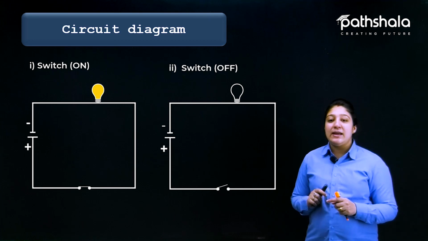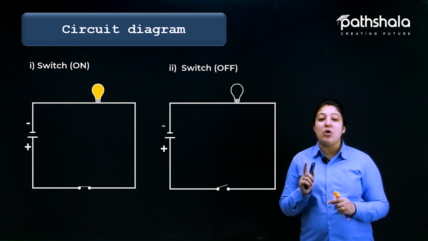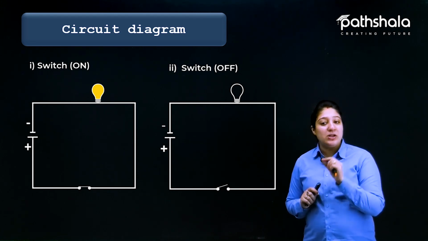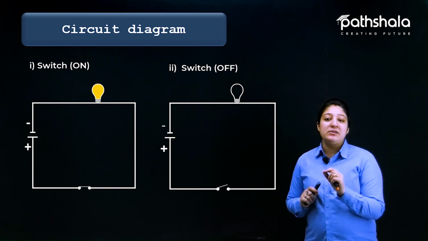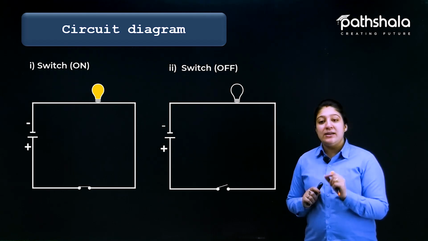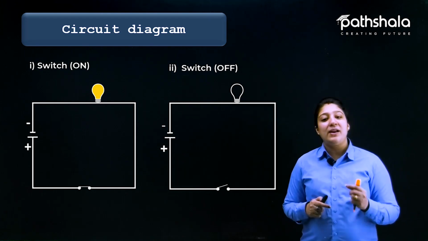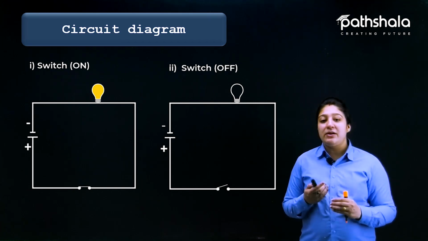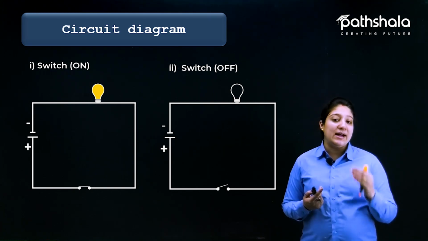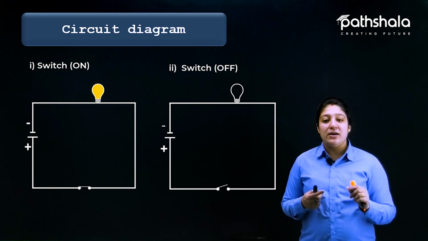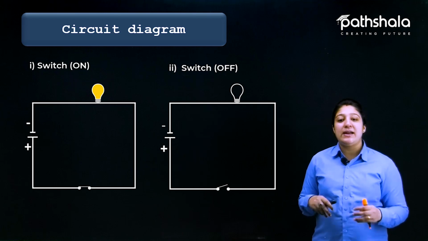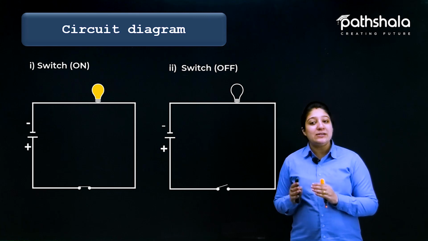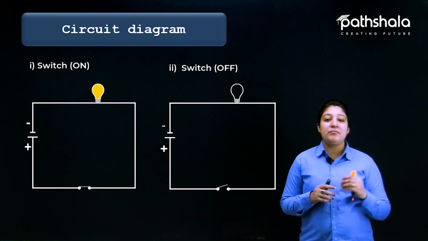But in the second case, see, when the switch is in off condition, now the connection between the positive terminal of the cell and the negative terminal of the cell is broken. In this case, there won't be a flow of electrical charges, and as a result, the bulb won't glow, right? Because there is no charge, there is no electricity, so electricity won't pass and the bulb won't glow, right? So that is how the circuit diagrams are easily represented by the symbols.